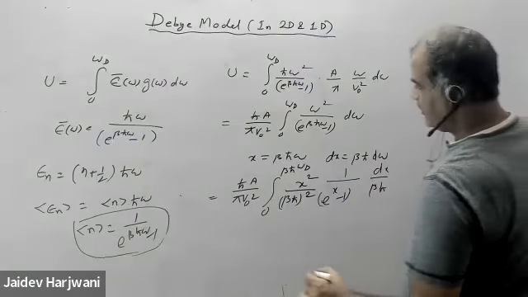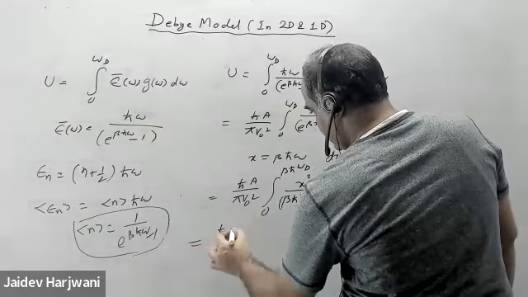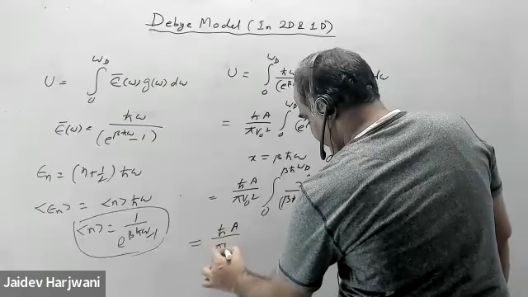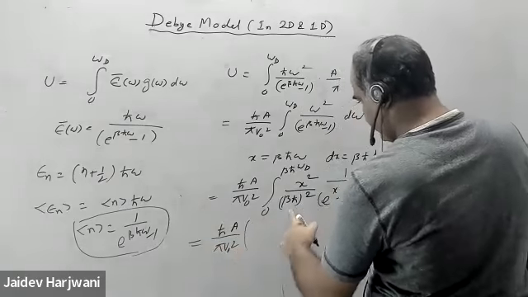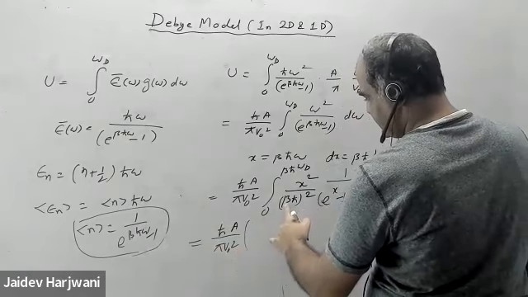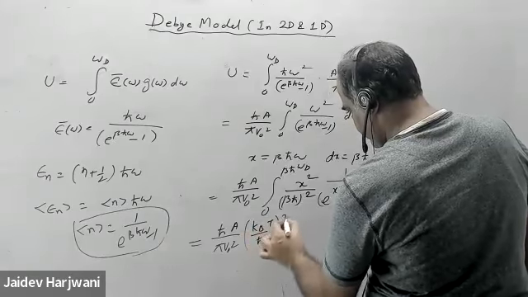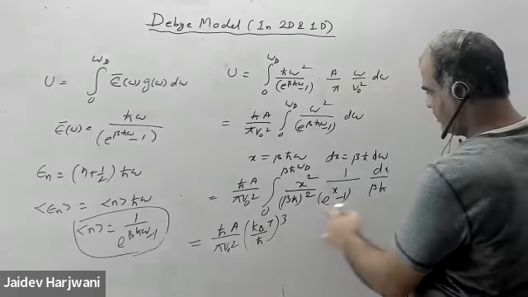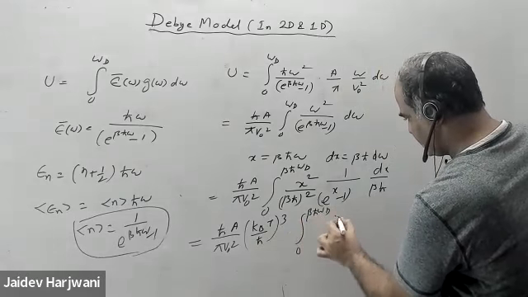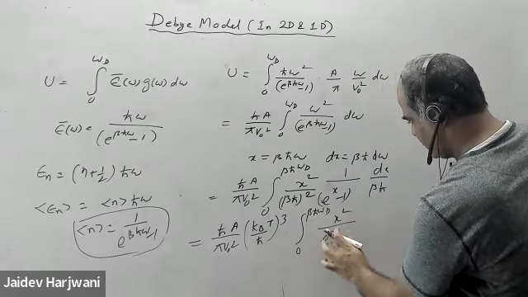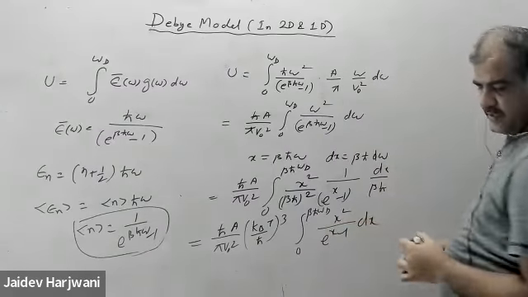Okay, now if you solve this further, this will give you ħA upon πv₀², and this will give you 1 upon β³ħ³. And β is 1/k_BT, so this is (k_BT)³ upon ħ³, integral from 0 to βħω_D of x² upon e^x minus 1 dx.